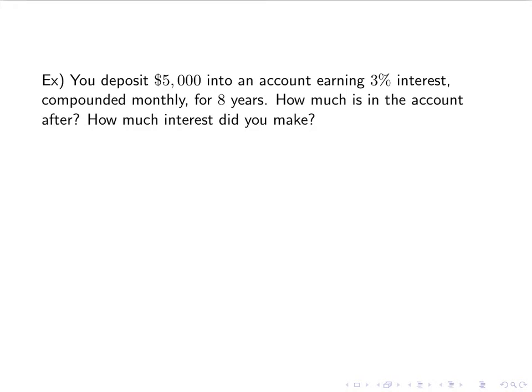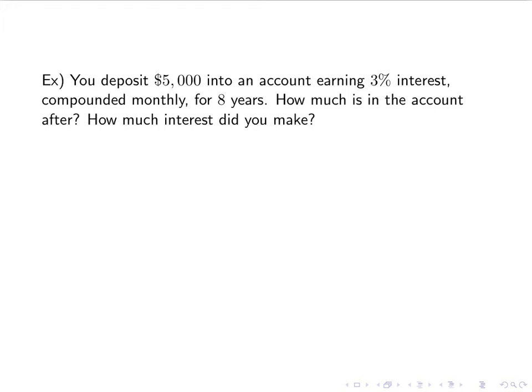So you deposit $5,000 into an account earning 3% interest compounded monthly for 8 years. How much is in the account after? And also, how much interest did you make? So how much is in the account after? That's in the future. So we're looking for S.